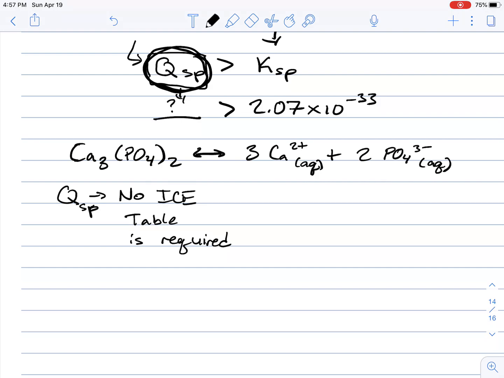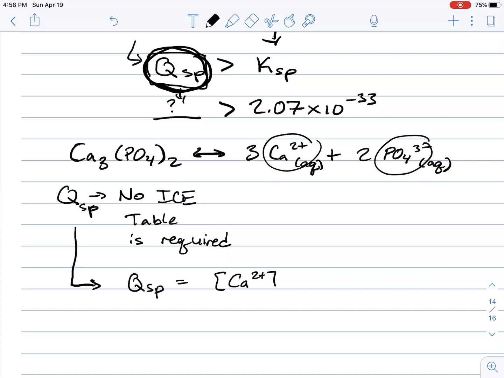And so to determine the value for the Qsp, all you need to do is write a mass action expression based on the ion product. And so in this case, the Qsp is equal to the product of calcium and phosphate concentrations raised to their coefficients. So we're just applying the definition of Qsp.